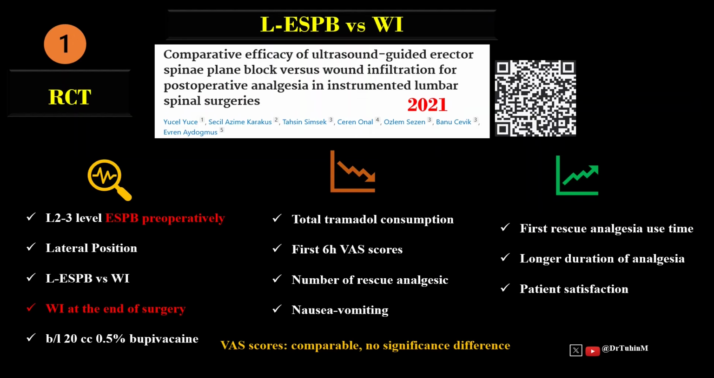Now, in this study, when erector spinae was compared with local anesthetic infiltration, it was seen that total tramadol consumption, the first six hours VAS score, number of rescue analgesia and nausea vomiting incidents were decreased in the erector spinae group as compared to the local anesthetic infiltration. But you can notice here the erector spinae plane block was performed pre-operatively in awake patients, and the wound infiltration was given after the surgery. There was a considerable gap between the two interventions. So this was not a balanced comparison. But the VAS score was comparable and there was no significant difference even after that.